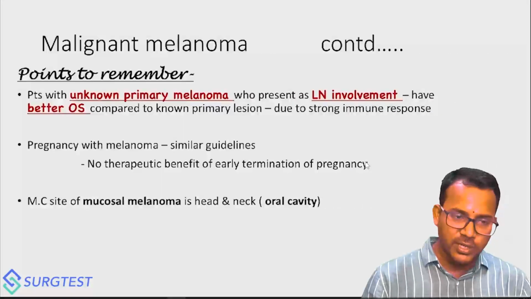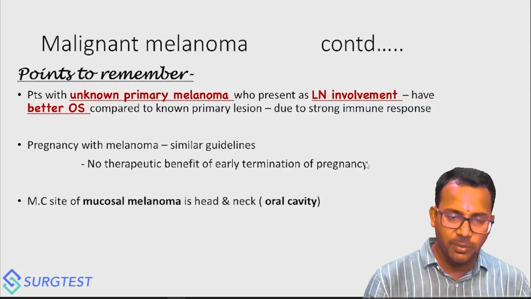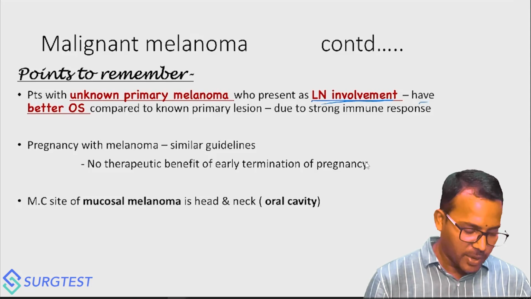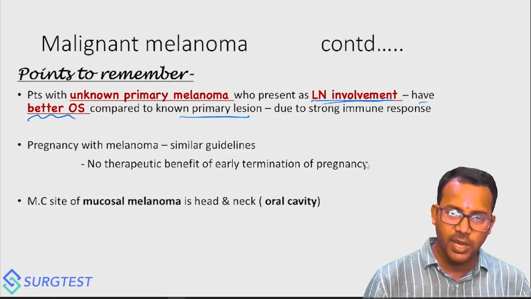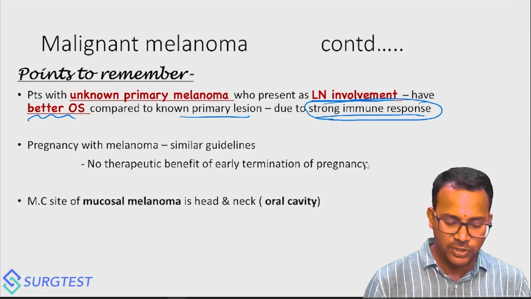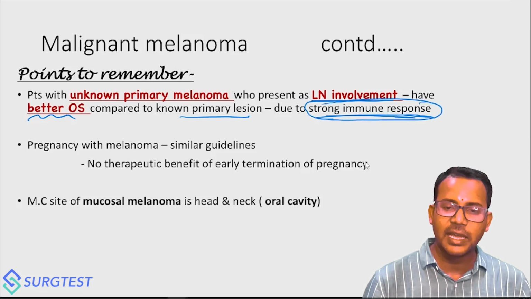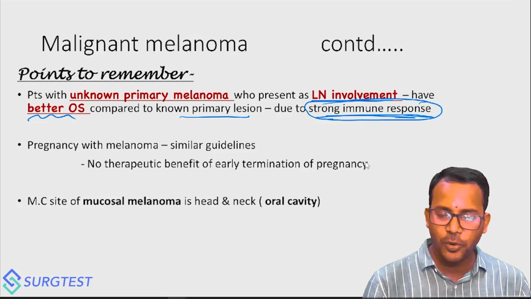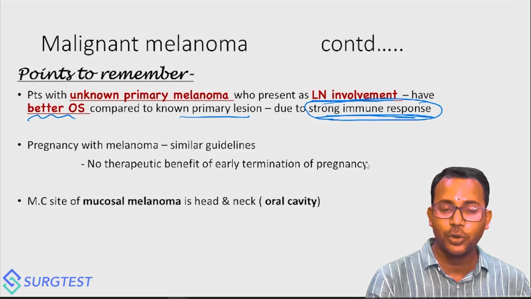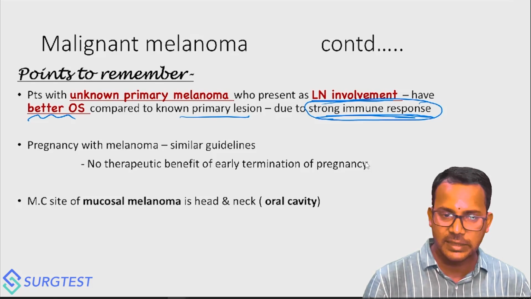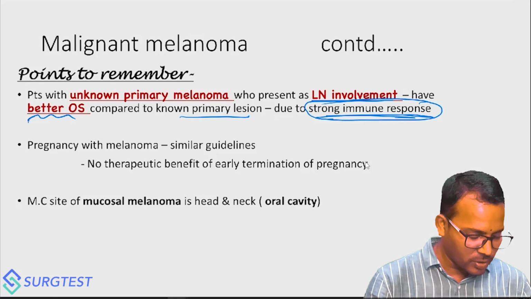Okay. A few more points that you have to remember is that patients with unknown primary melanoma who present with lymph nodal metastasis, okay, they have better overall survival as compared to those with known primary lesions. Okay, this I've already told you why, because this is related to the strong immune response of the patient. So these patients, since they have a strong immune response, the primary melanoma has regressed and only the lymph node alone is left out. So that is why they have presented to you as an unknown primary with melanomatous lymph node metastasis. That is why they have better overall survival.